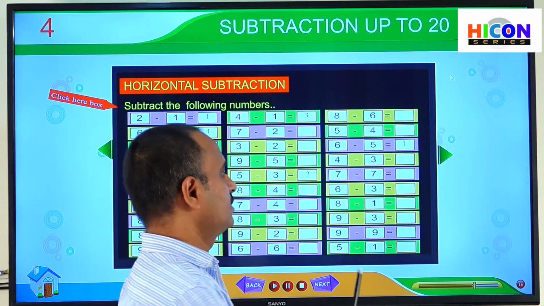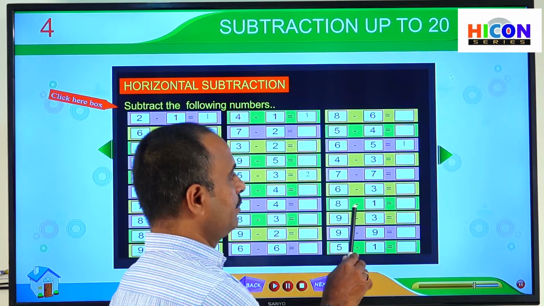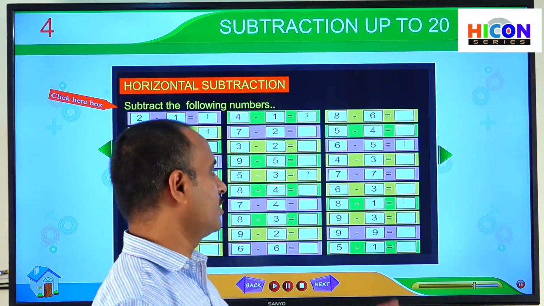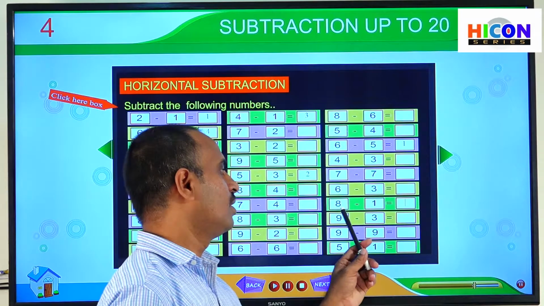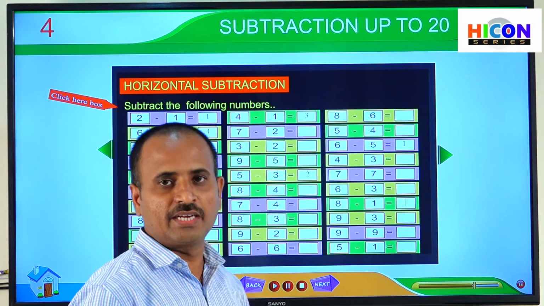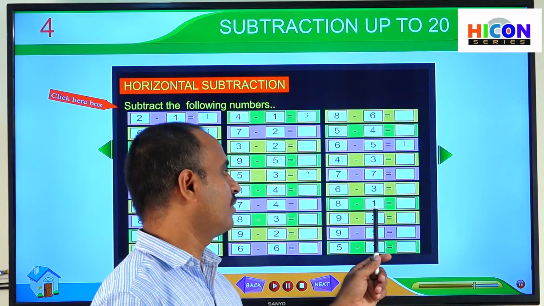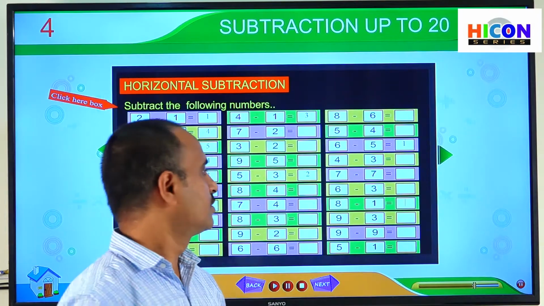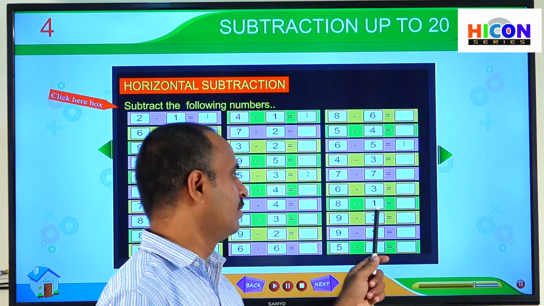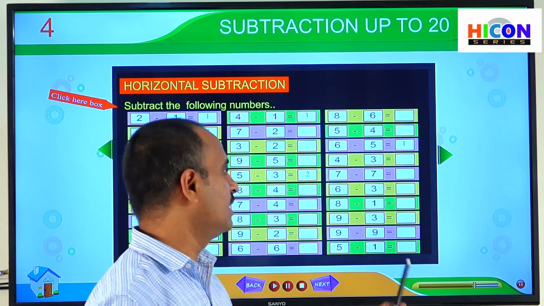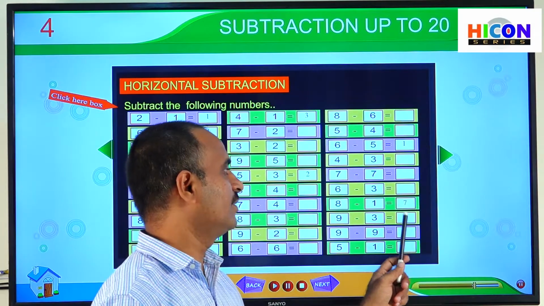So next, children, see this: 8 minus 1 is equal to how much? If we subtract 1 from 8, how much answer will be obtained? According to subtraction facts, if you subtract 1 from any number, we will get its before number. Here we have subtracted 1 from 8. So what is the before number of 8? 7. So the answer is 7. So write 7 in this box.